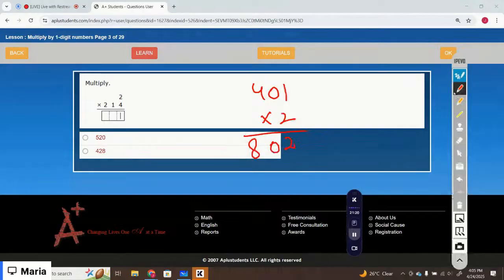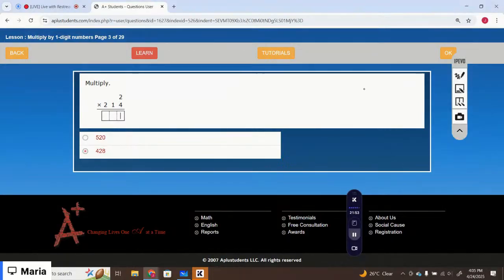214 times 2. 2 times 4 is 8. 2 times 1 is 2. And 2 times 2 is 4. That is 428. Option number 2 is the correct option. Very good. That is 428.